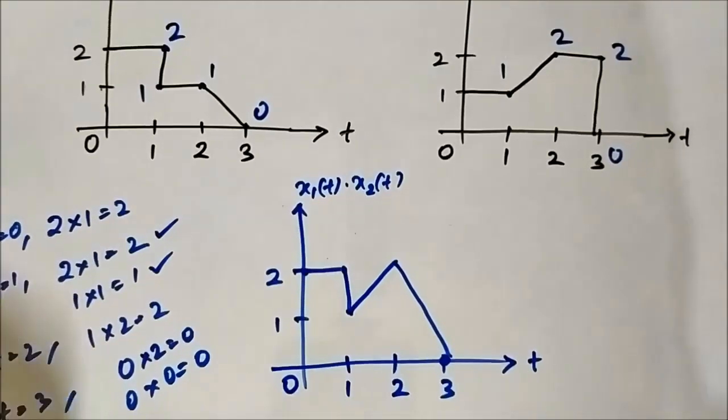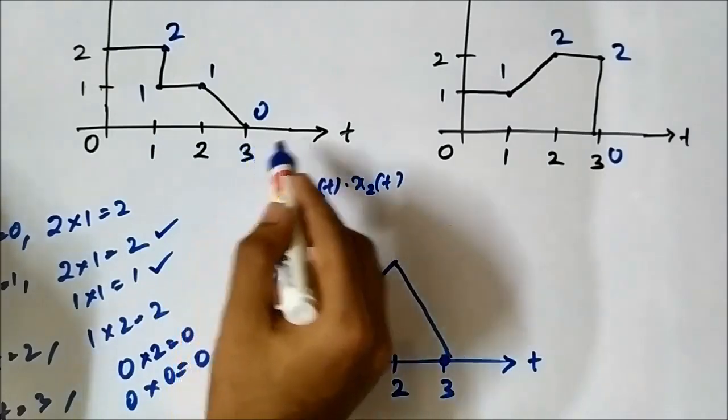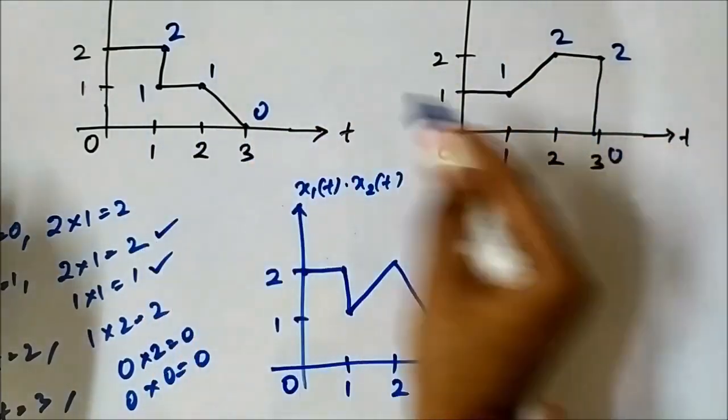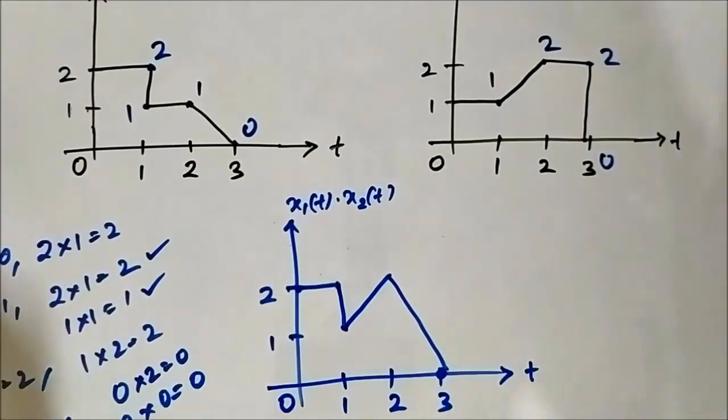So all we have to do is determine the amplitude values at the respective time instants, then multiply the amplitude values at each of these time instants, and we'll get the result.